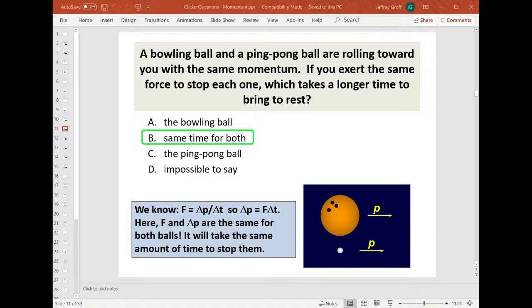So the ping pong ball must be traveling a lot faster because ping pong balls are much less massive than bowling balls. And if both these objects had the same momentum, m times v, then the ping pong ball must have a much larger v because it has a much smaller m.